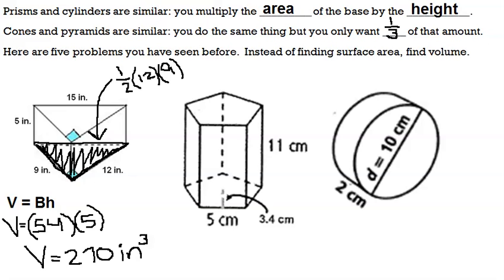So again, these figures should look familiar, but now today, instead of doing surface area, we are doing volume, and we are already done with the first one. So now we're rolling. Let's look at the second one. It's also a prism, but the base is a pentagon. So we need to figure out the area of the base.